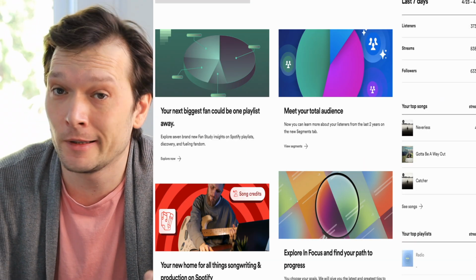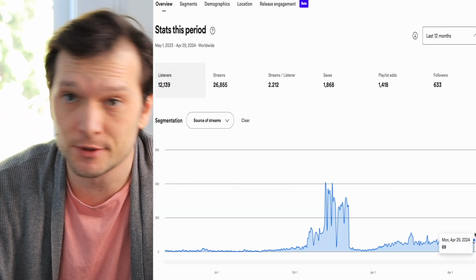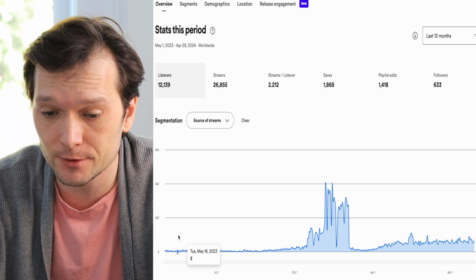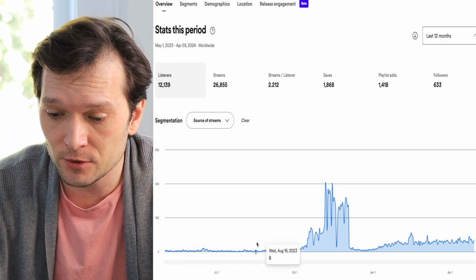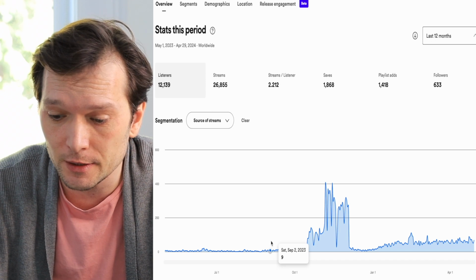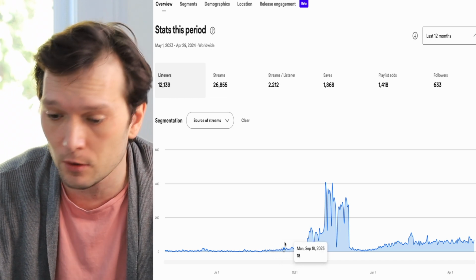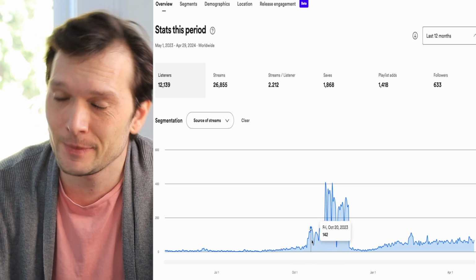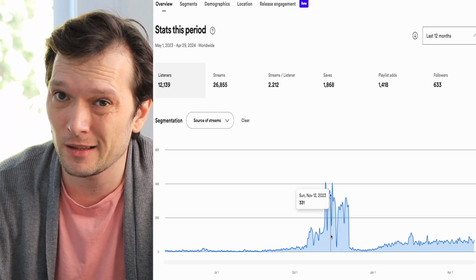But look at another example here. Again, we're starting off with even less, with like 0 to 10 daily listeners and streams. And then we start to run a campaign at the end of August here, and as you can see, it slowly starts to grow. And then these peaks here are a playlist campaign that the artist ran.